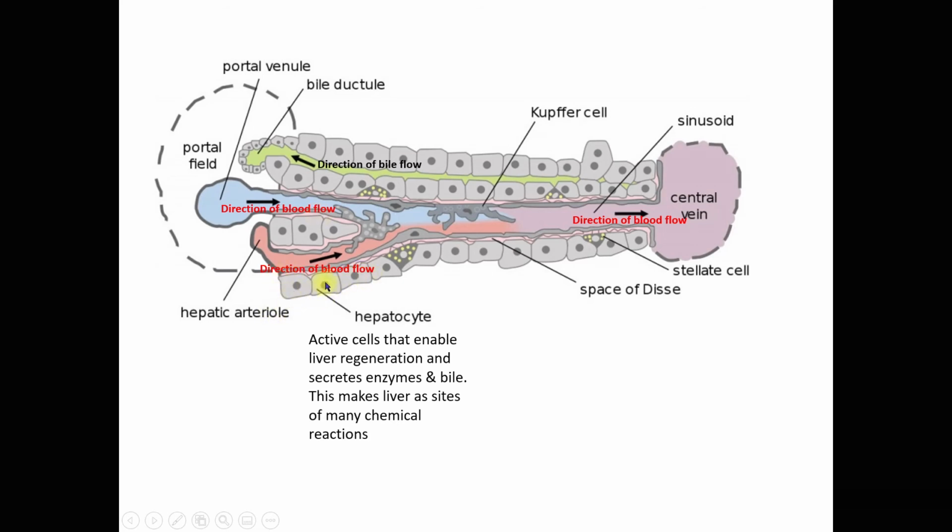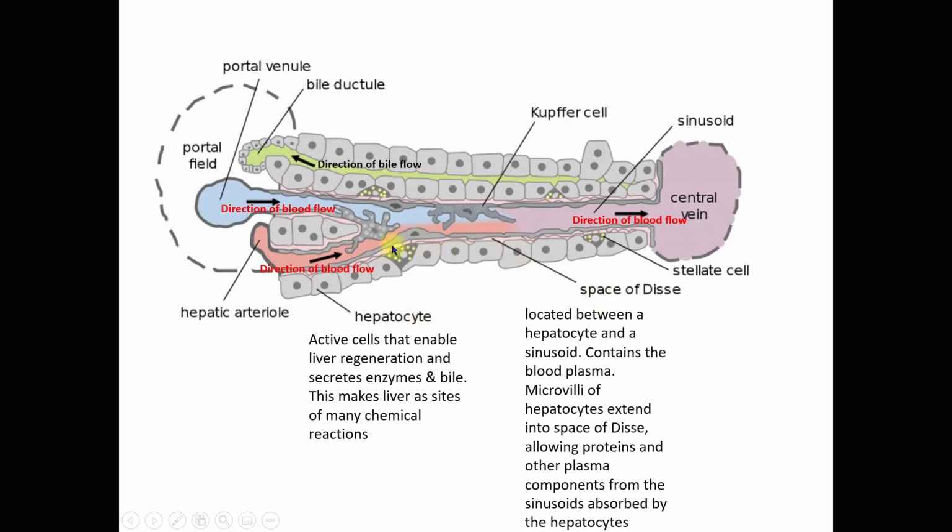First, we have this hepatocyte. You can see these hepatocytes. So these are the liver cells, which are active cells that enable liver regeneration. Yes, your liver is able to regenerate, and it secretes enzymes and bile. So this makes the liver a site of many chemical reactions.